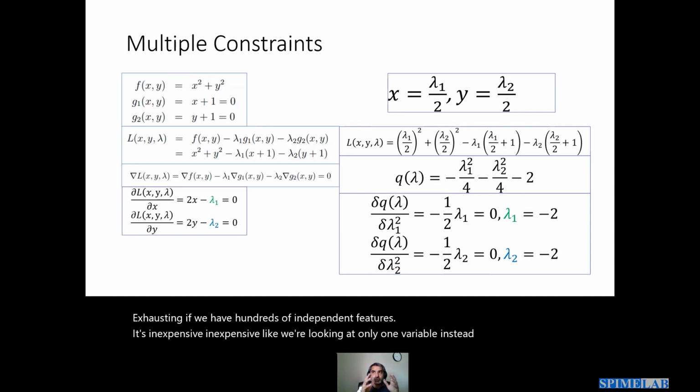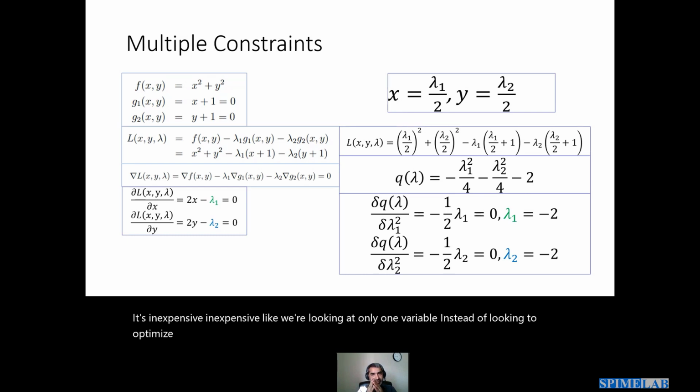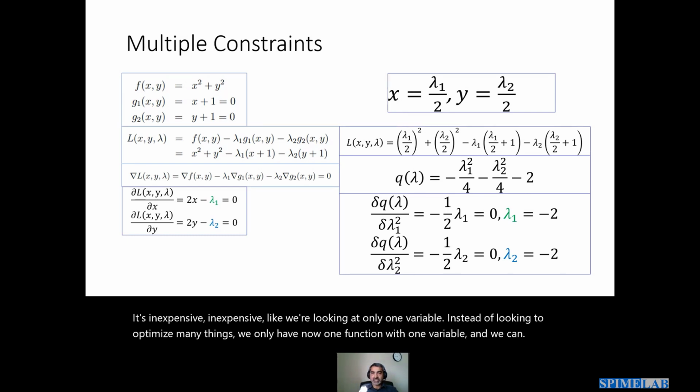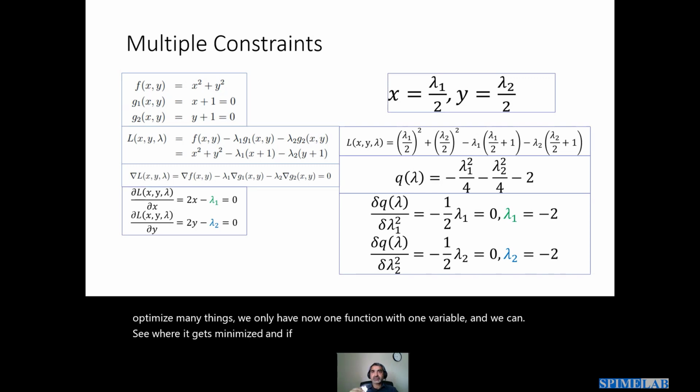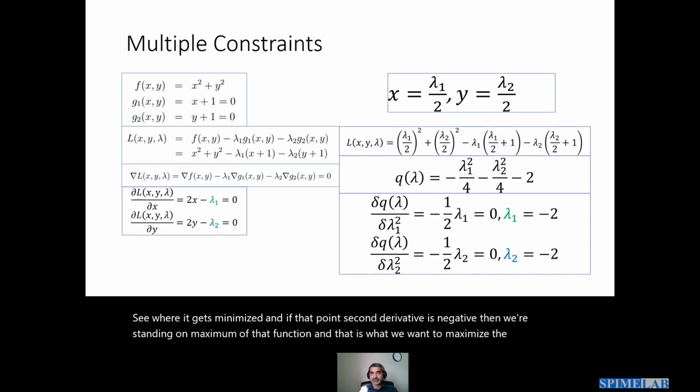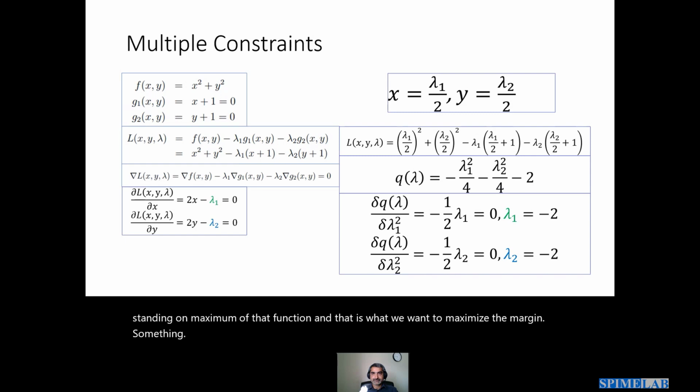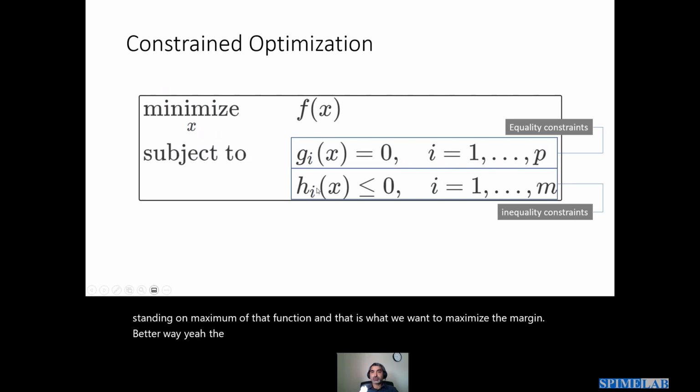Instead of looking to optimize many things, we only have now one function with one variable, and we can see where it gets minimized. And if at that point the second derivative is negative, then we are standing on the maxima of that function, and that is what we want. We want to maximize the margin. All right, so solving for the lambda is the better way. The dual formulation, the dual problem. The primal problem, we can turn it around into the dual problem, and that is simpler to solve.